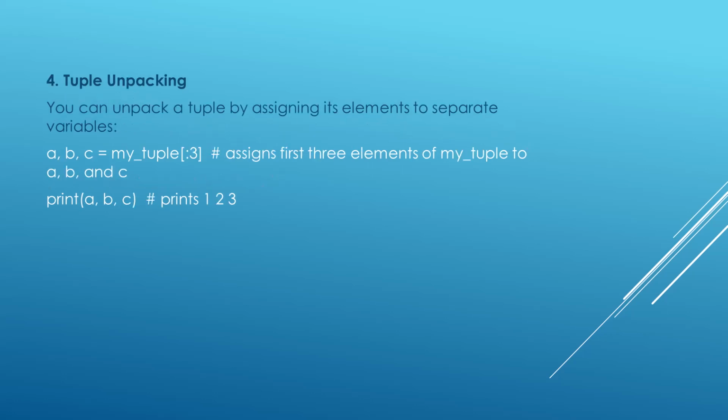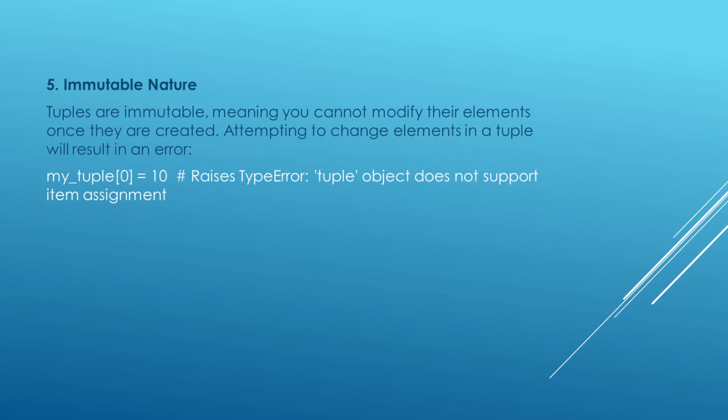4. Tuple unpacking. You can unpack a tuple by assigning its elements to separate variables. 5. Immutable nature. Tuples are immutable, meaning you cannot modify their elements once they are created. Attempting to change elements in a tuple will result in an error.